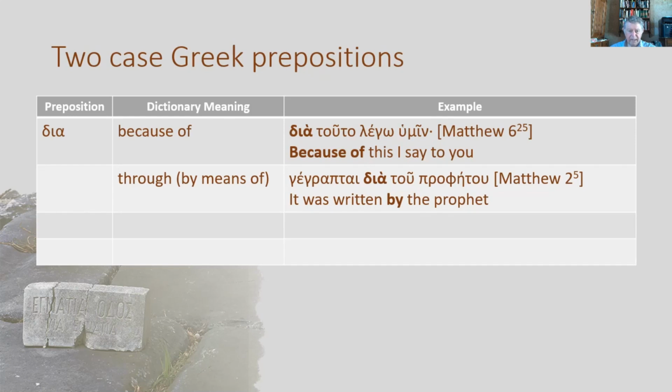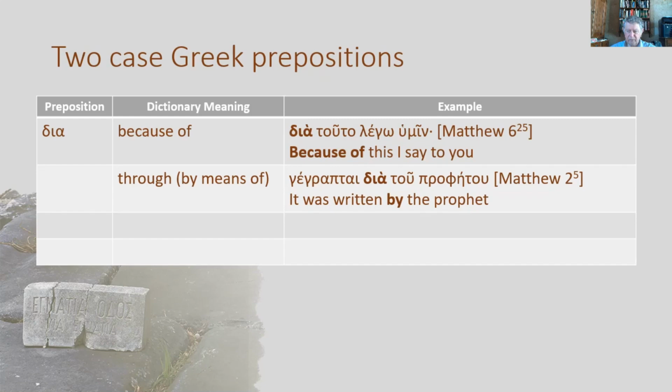But then you've got gegraptai dia tou prophetou. It was written by means of the prophet. So we would simply say by the prophet, through the prophet, possibly. It was written by means of the prophet, not because of the prophet. It wasn't written because the prophet was there. It was the way that God spoke, but it was written by means of someone else.